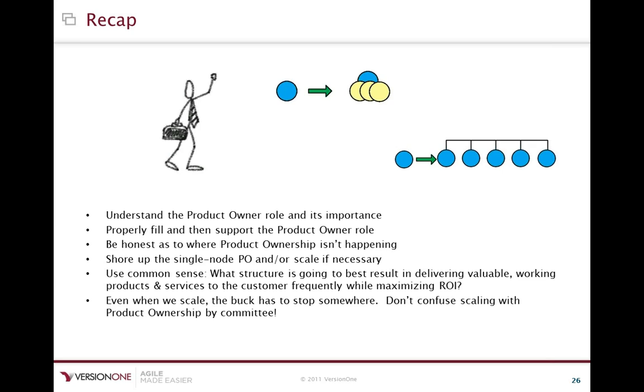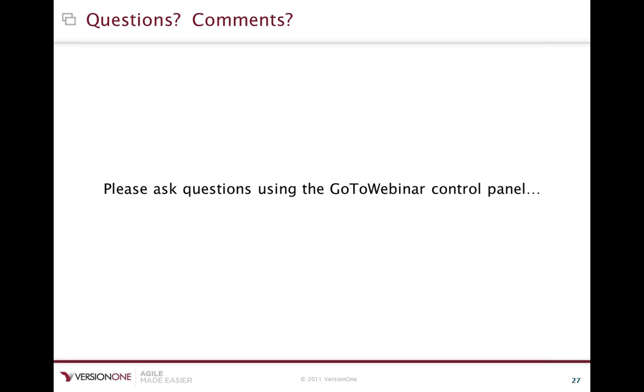Because again, if we have too many cooks in the kitchen in terms of prioritization and decision making, we end up with everybody owning it, and then often nobody owning it, and we're kind of back where we were. That's all I had to push out your way.